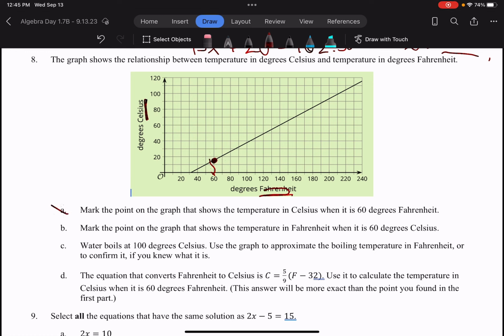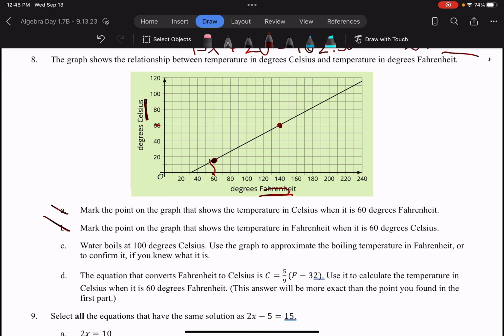So that's done. Letter B says mark the point on the graph that shows the temperature in Fahrenheit when it is 60 degrees Celsius. So now I'm doing the opposite. I'm looking at 60 degrees Celsius and finding where it meets the line. That's here. It's approximately 140 degrees Fahrenheit. That's done there. Letter C says water boils at 100 degrees Celsius.